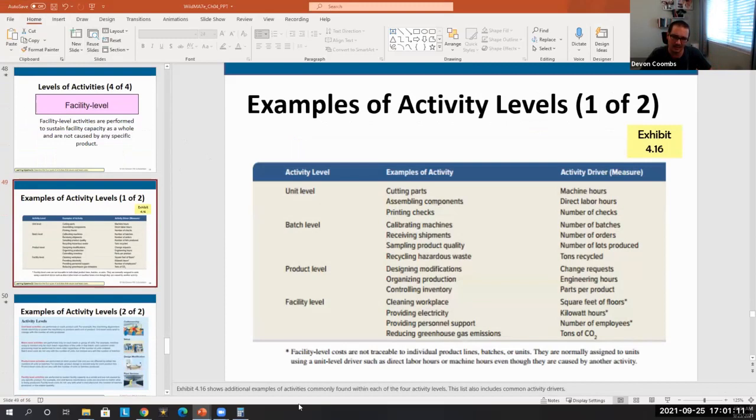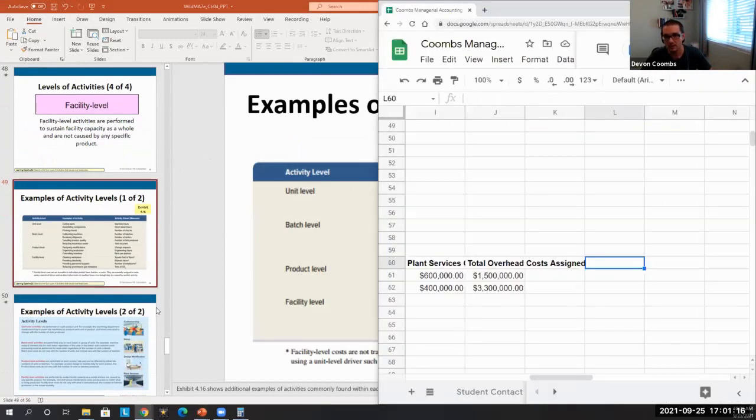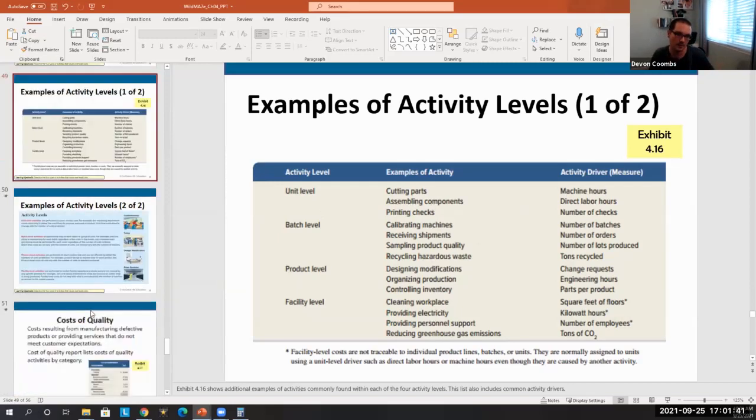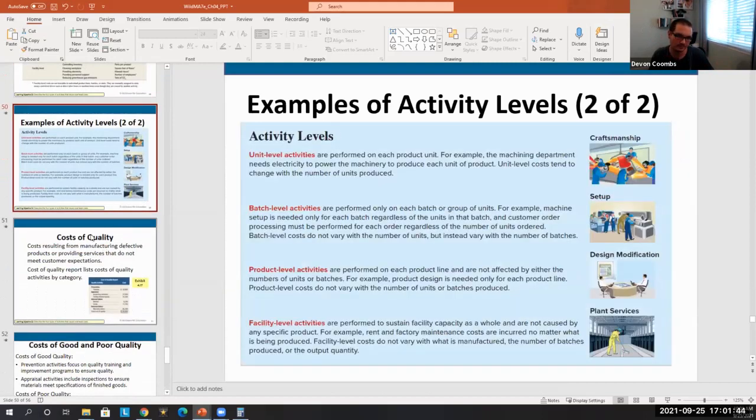And then here's just some examples. So this is just a list. I don't want to read you a list. That sounds not fun for anybody. But you can go through and try. I would say it's worthwhile to memorize and understand what kind of activities would be considered a unit level activity, and then the drivers for those. Like if we had to cut parts, that's probably machine hours. Or if we're assembling components, it might be direct labor hours because that requires assembly. And here's some more examples.